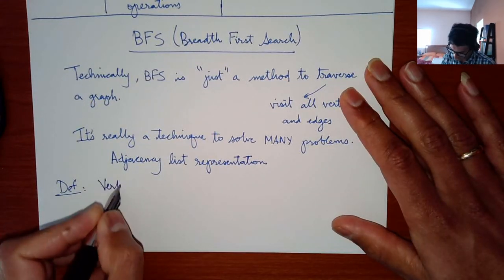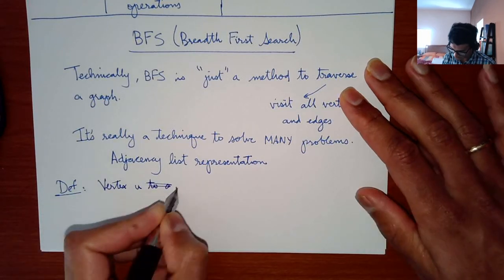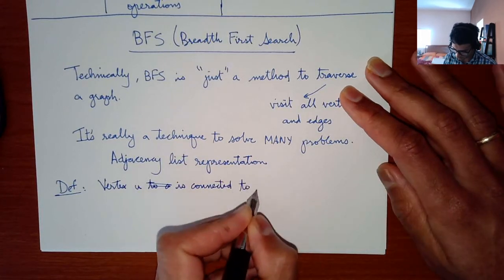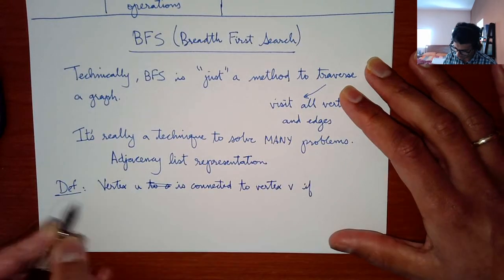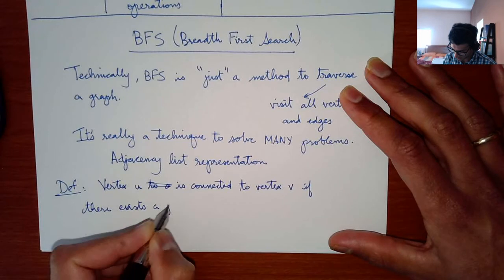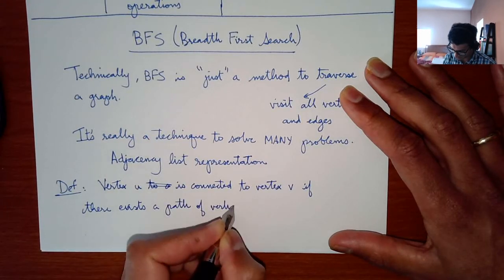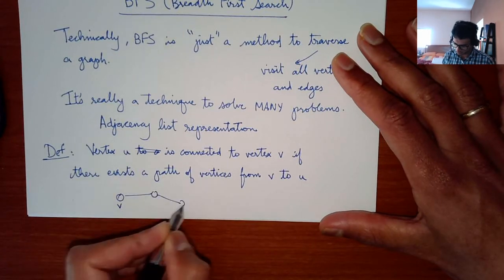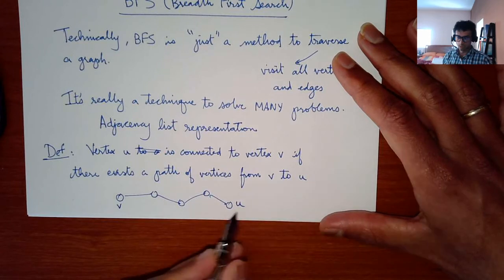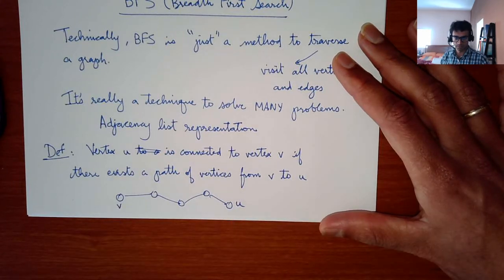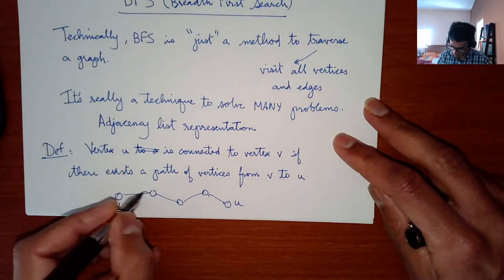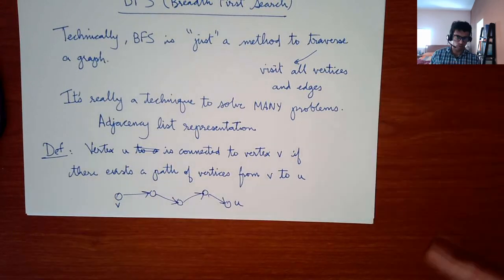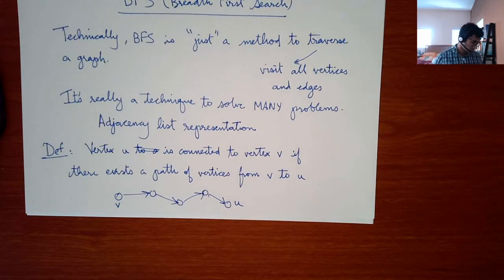We'll say vertex U is connected to vertex V if there exists a path of vertices from V to U. So the idea is if you have a vertex V and you've got some series of edges and that ends up at U, then you say U is connected to V. When it's directed, the notion of connectivity is more complicated, but usually what that would mean is you can get from V to U. Okay, so for simplicity, in today's lecture, let's talk about undirected graphs. So when V is connected to U, then U is connected to V, and these things are all the same.